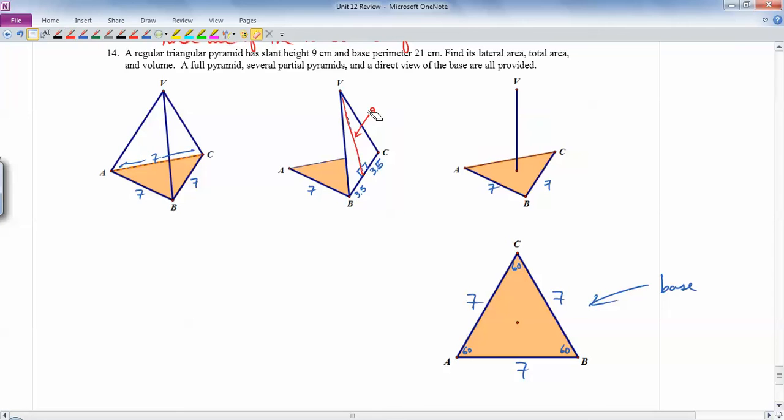Okay. So let's see, we need lateral area. That one's not too bad. Lateral area of a pyramid is defined. You could do the area of one of these triangles, like VBC right here, which would be 1/2 7 times 9, and then just multiply by 3 because there are 3 triangles that look like that. Or you could do the shortcut formula, 1/2 perimeter of the base times the slant height.